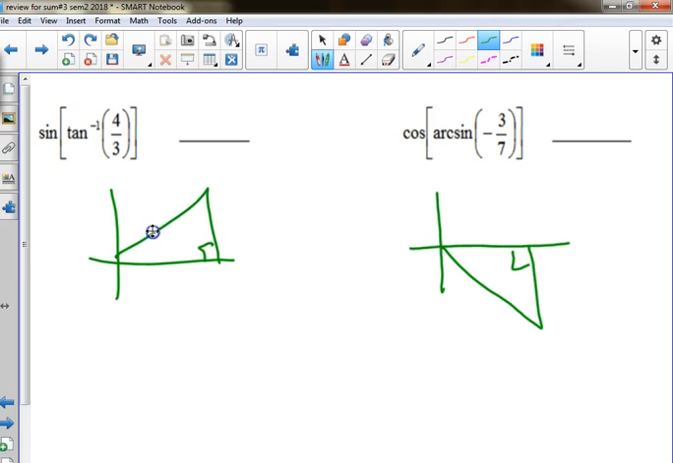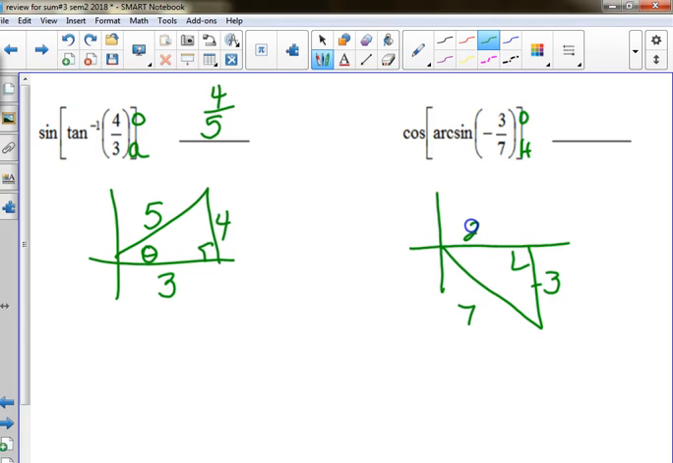Those are horrible right triangles. Okay. Tangent is opposite over adjacent. I do Pythagorean theorem. I get a 5. The sine is 4/5, opposite over hypotenuse. On this one, sine is opposite over hypotenuse. Which one gets the negative? The 3, because I went down. The cosine's not going to have a negative, right? Because it's to the right, it's positive.